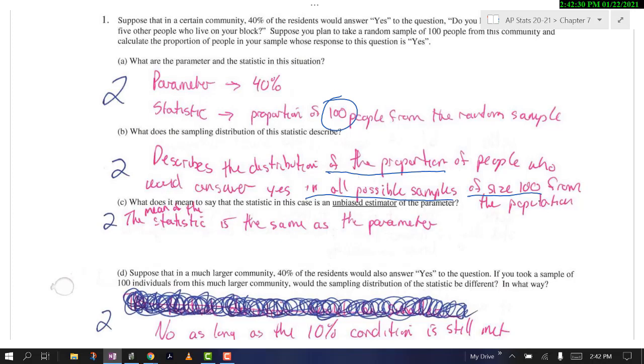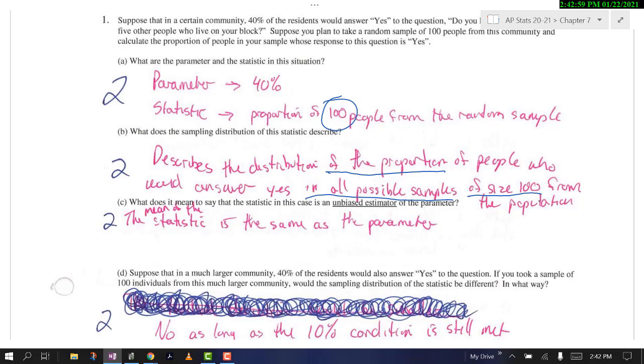The sampling distribution is a graph, or all the values that the statistic can take in any kind of sample of size 100 from our population. So it's finding the average, or the mean, of all the proportions.